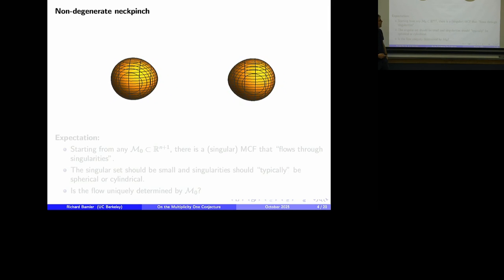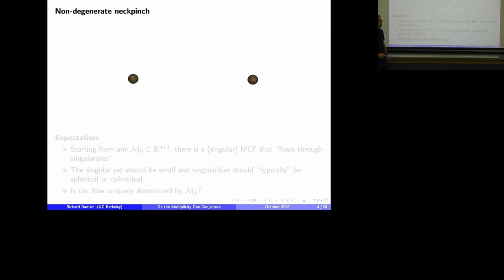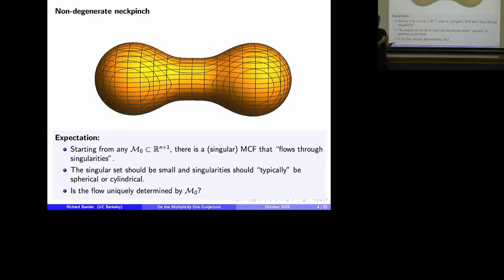So it will become rounder and rounder, and then at some point, we're going to have these two spheres which just vanish in a point. Okay? So we see these two different kinds of singularities, cylindrical ones and spherical ones. And so this is somehow the expectation that has driven research in mean curvature flow over the last few decades. So this expectation is that starting from any embedded hypersurface, there should be some kind of singular mean curvature flow that forms and resolves singularities. I'm saying this is a mean curvature flow that flows through singularities.